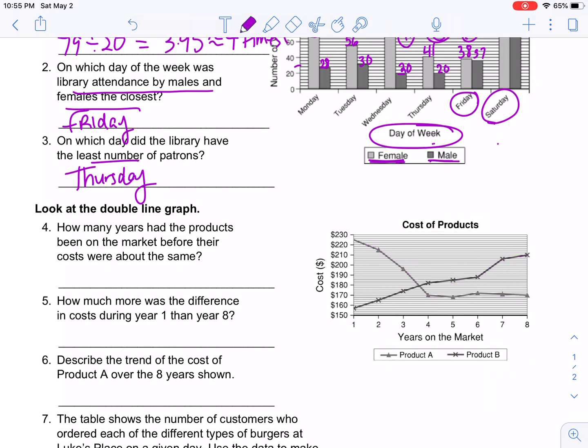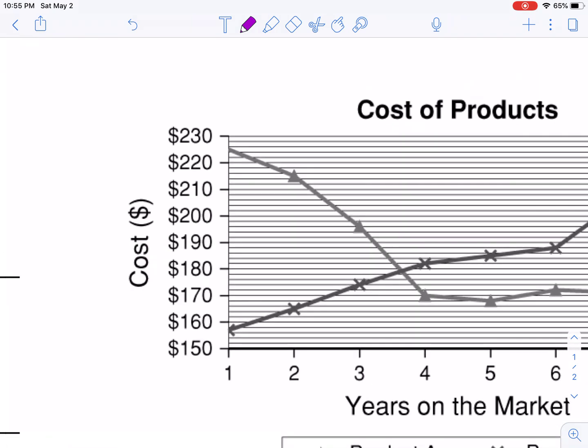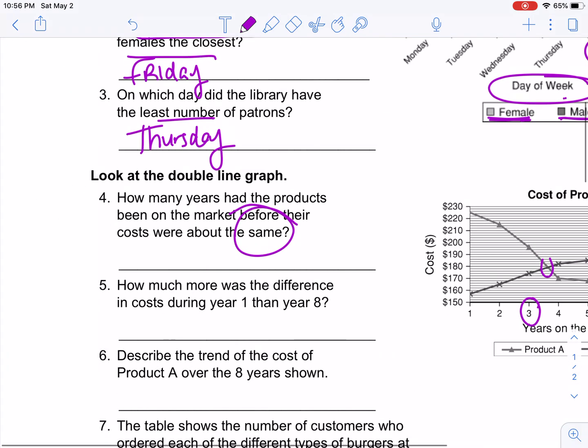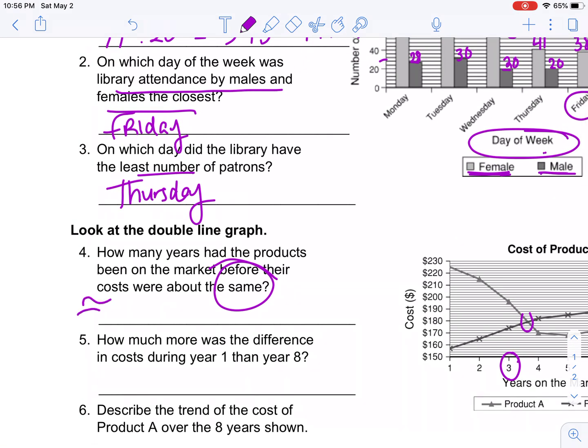So let's answer these questions. How many years had the product been on the market before their costs were about the same? Well, same means they're about equal. Let's look. How many years? It had been on the market for about 3.5 years before those costs were the same. So let's call it about 3 to 3.5 years.